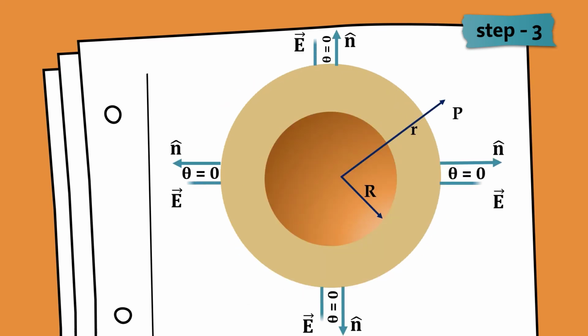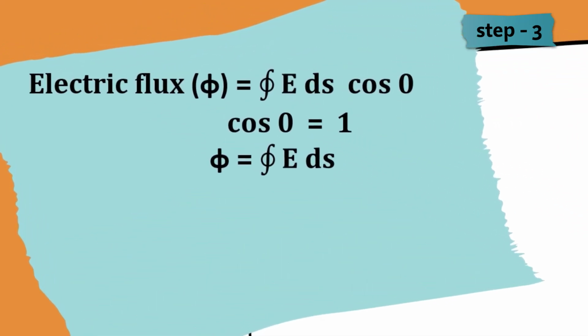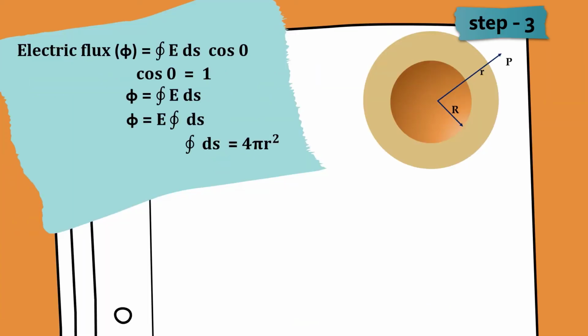At every point on the sphere, the angle between the electric field and the area vector is 0 degrees. Therefore, electric flux equals integral E dS. Since the electric field is also uniform, E can be taken out of the integral. Therefore, electric flux equals E into integral dS. Integral dS is nothing but the area of the sphere. Therefore, integral dS equals 4 pi r square. Substituting in electric flux, we get electric flux phi equals E into 4 pi r square.